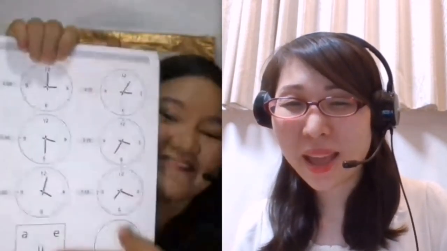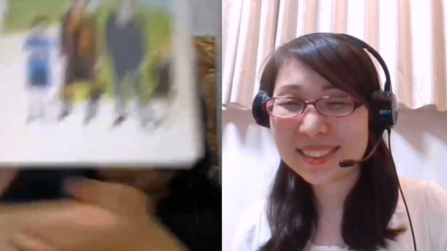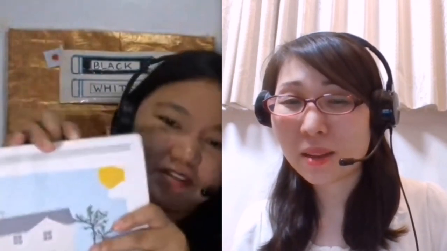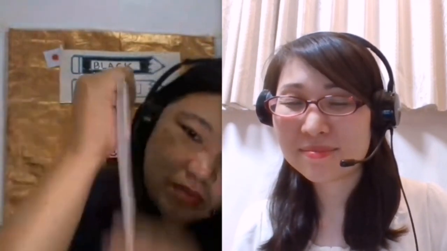What part of the book is this? It's the back of the book. What part of the book is this? It's the bottom of the book. What part of the book is this? It's the top of the book. What part of the book is this? It's the side of the book.